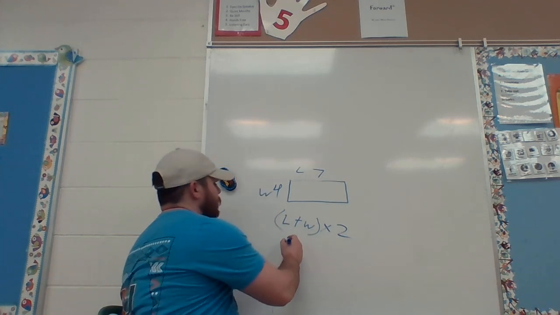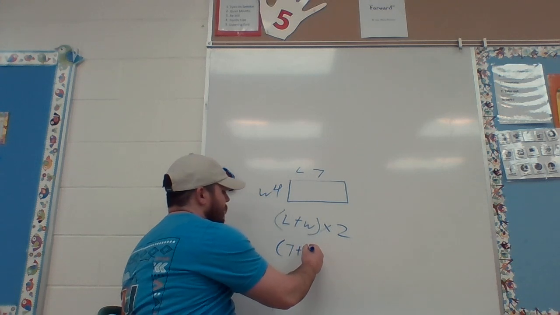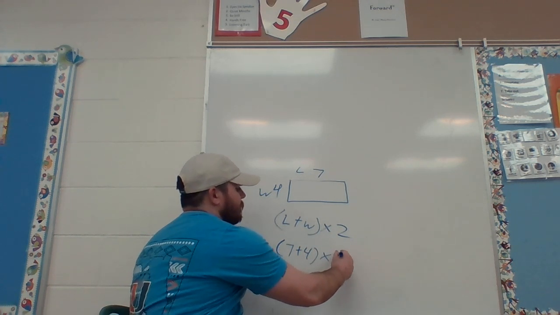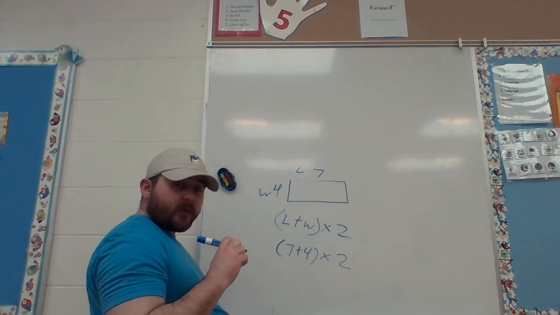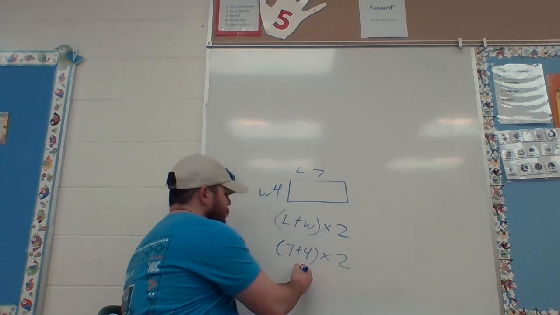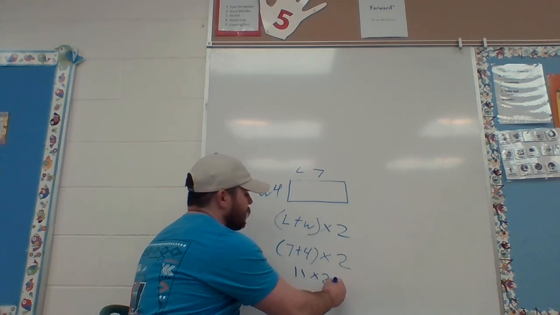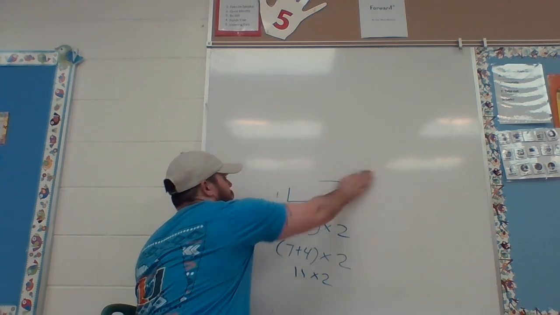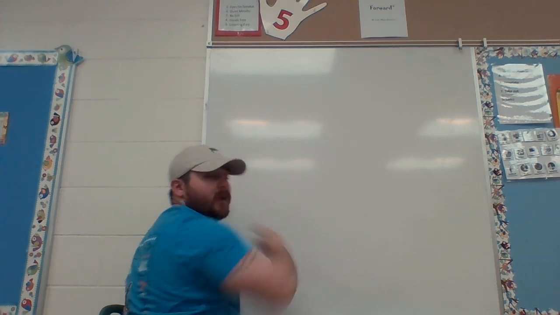So we're going to do 7 plus 4, times 2, and then we do 7 plus 4 as many of your students should be able to do. It will come out to be 11 times 2. And that's going to give us the perimeter of a rectangle. Now let your kiddos figure out what 11 times 2 is.